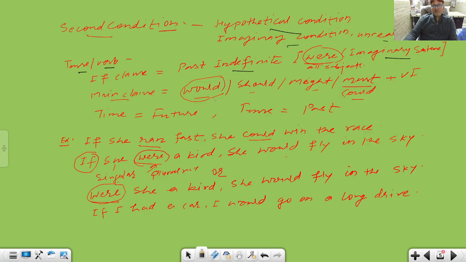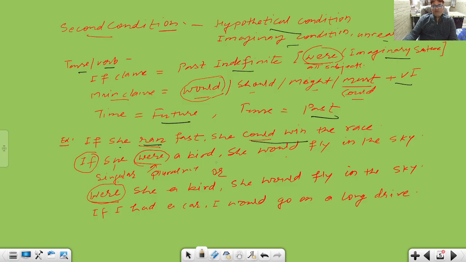And the main clause takes would, should, might, must, and could, and the base form of the verb. These are the modal verbs, and they can be used according to the condition or situation given in the sentence. But mostly we use would in this condition. Here the time is future, but the tense is past. Now we take some examples for a better understanding. If she ran fast, she could win the race. Now see, the if clause is taking past indefinite, and the main clause is taking could plus first form of the verb.